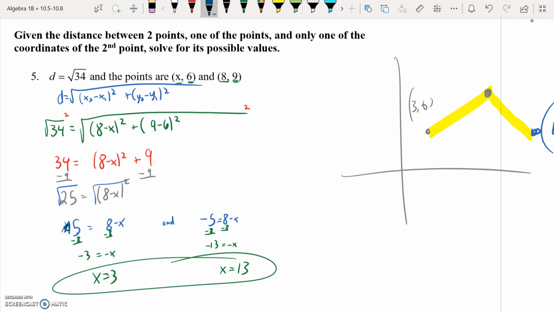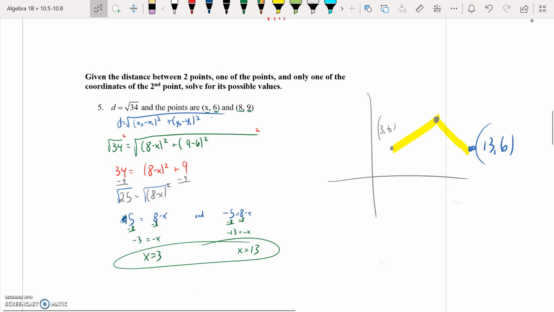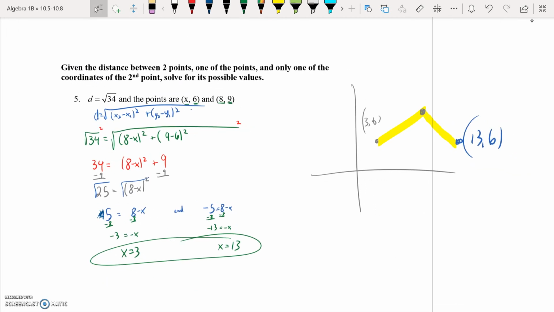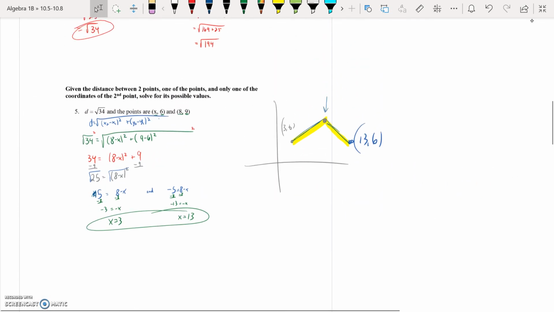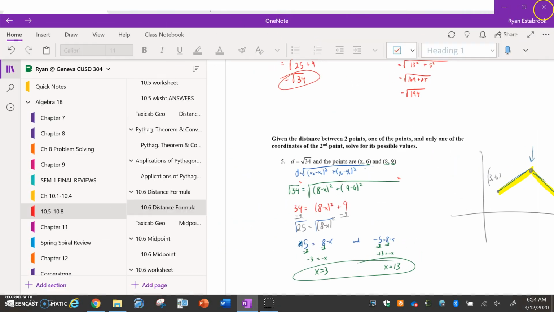So there's 2 potential answers for this one, so that the distance between our points is equal to exactly the square root of 34. And you can see a quick drawing of that. Here is our point 8 comma 9. And if I'm at 3 comma 6 or at 13 comma 6, either one of them would give us the correct distance of square root of 34.